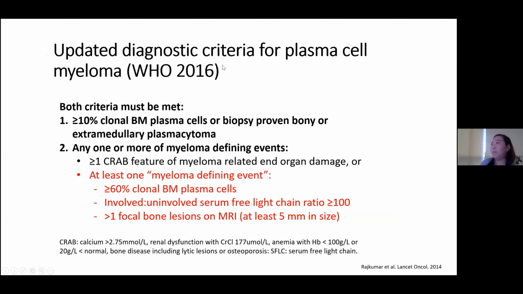But in the more recent WHO classification, in addition to those, you can now diagnose myeloma in patients even without the described symptoms, as long as you have more than 60% clonal plasma cells in the bone marrow, or a serum free light chain ratio of more than 100, or you can also do an MRI and identify more than 1 focal bone lesion on the MRI.